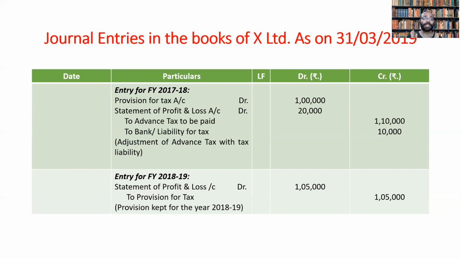In this question, only the journal entries are asked, so we just need to stop here. If by chance they ask to prepare the ledger accounts also, then we have to follow the next method, which I'm going to teach you in the next problem in this session. I hope this question is very clear for you. Here we have provision for tax account, statement of profit and loss account, advance tax to be paid, and bank or liability for the taxes. If the ledger account is asked separately, we have to tally the accounts for this. We'll be seeing that in the next problem. So that's it, this is the first question.